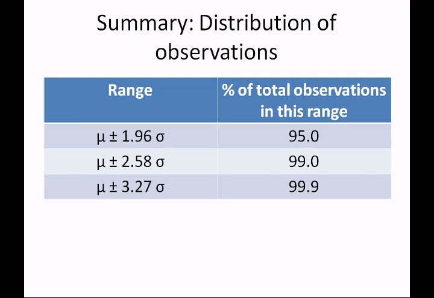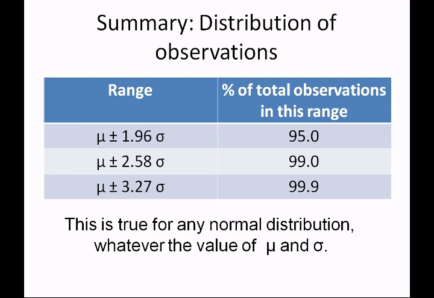So summarizing, we can see the ranges which are required to encompass 95%, 99 or 99.9% of the total observations. And this is true for any normal distribution, whatever the value of the mean and whatever value of the standard deviation.